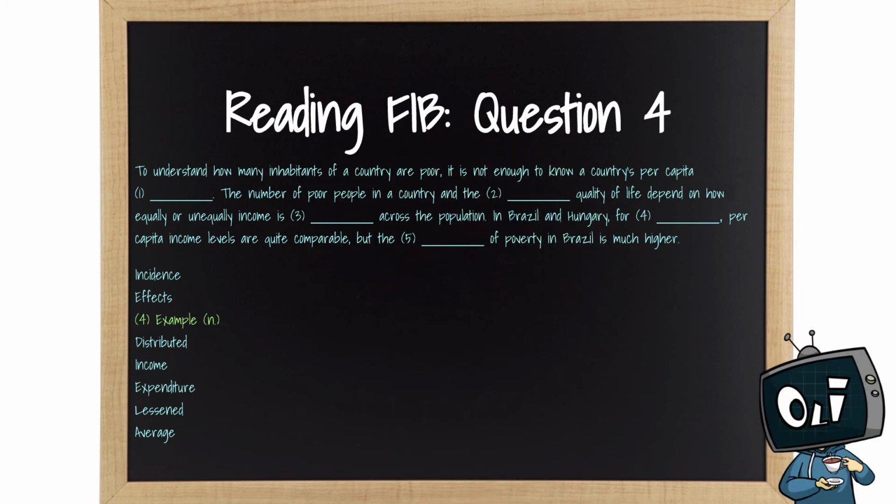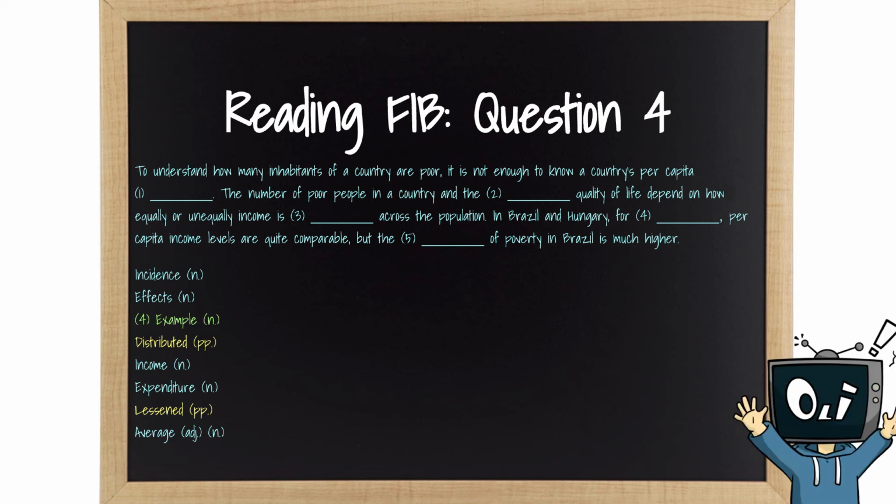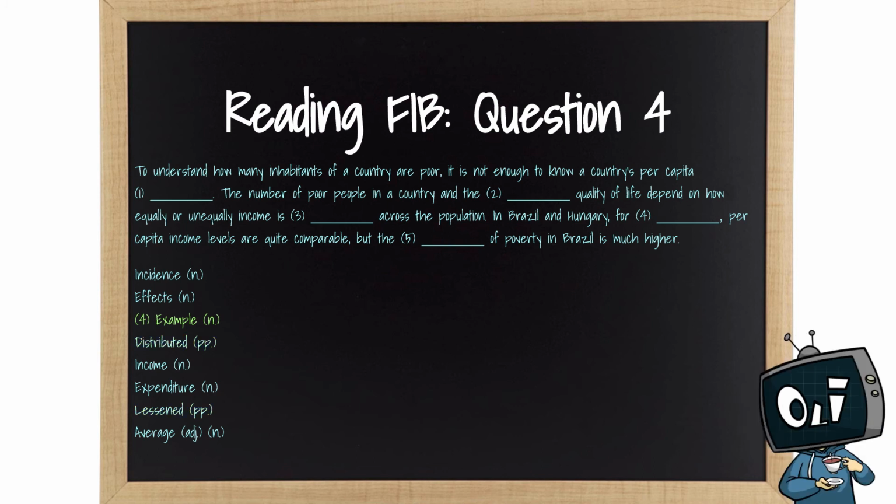Moving on to the list of words, incidents, effects, income, and expenditure are all nouns. Average can either be an adjective or a noun. Distributed and lessened can be verbs with the past tense or past part, but since we don't need past tenses for any of the blanks, they are past parts, which can also be used in place of adjectives. Good stuff. Let's start with the second blank, which we know for sure is an adjective.